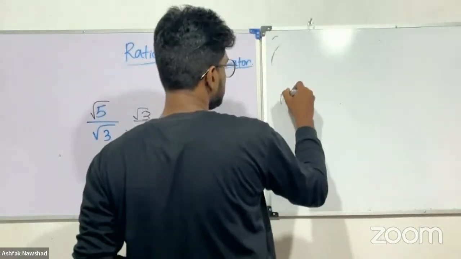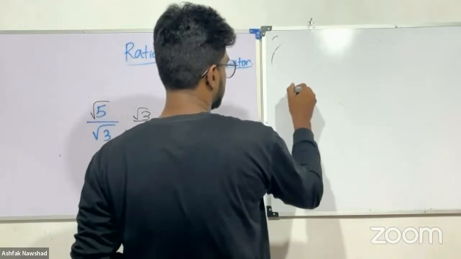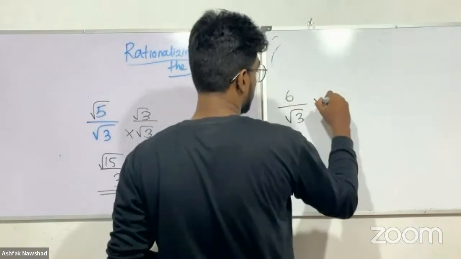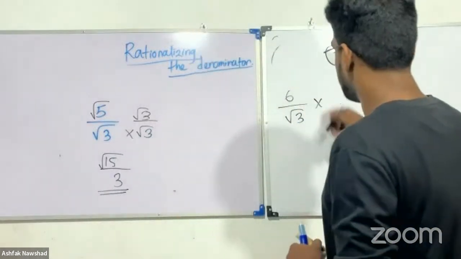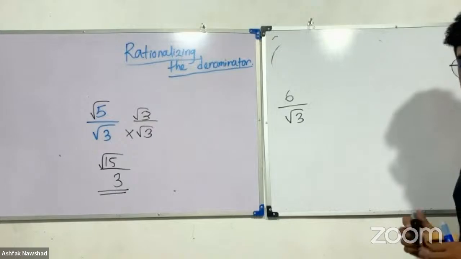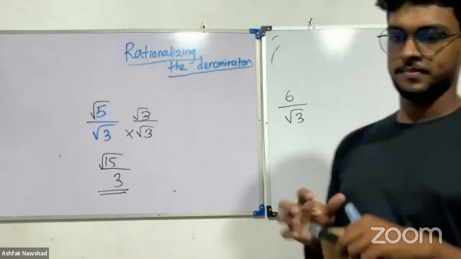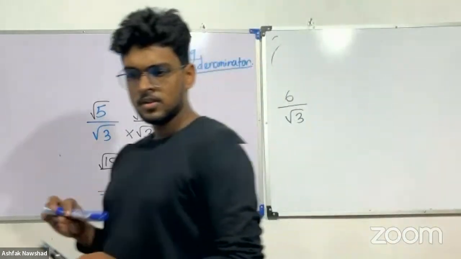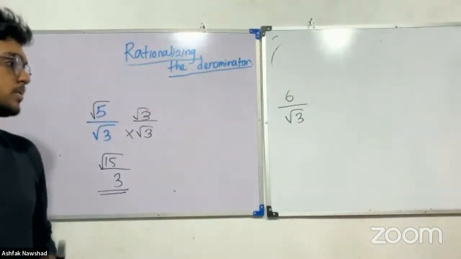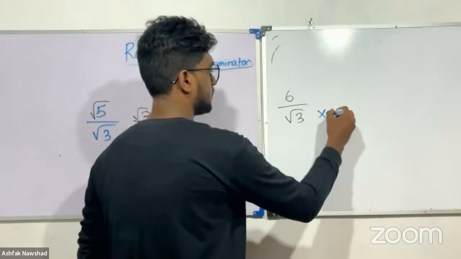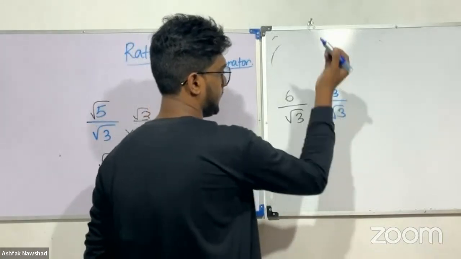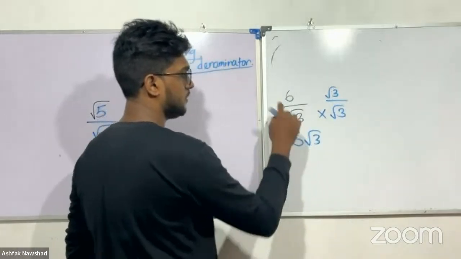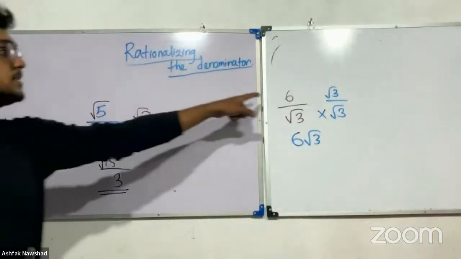Let's do 6 over root 3. So what is the number you suggest? Yeah, we multiply again by root 3, exactly. So root 3 over root 3. 6 times root 3 is 6 root 3.